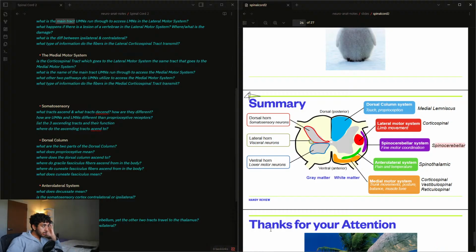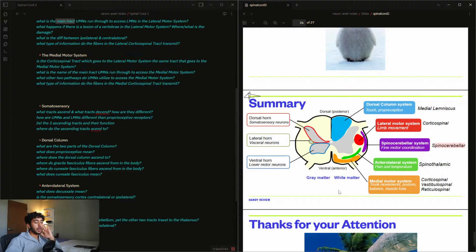Okay. So the spinothalamic tract is involved in pain and temperature. The spinocerebellar tract is involved in motor coordination. Spinothalamic, spinocerebellar. Okay, so those are the tract and the system.